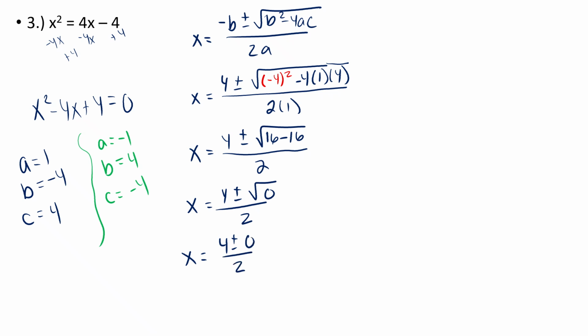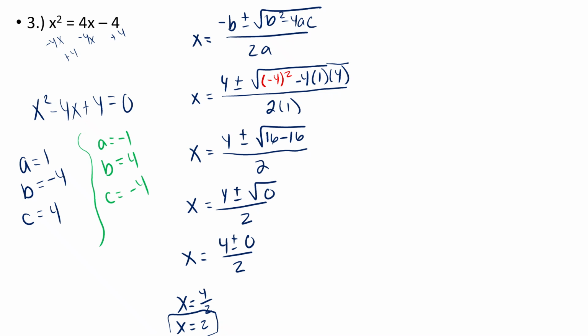Okay, now this is where things kind of get a little bit interesting. At this point, 4 plus 0 is 4, and 4 minus 0 is also 4. And so essentially what you've got there is 4 over 2, which is just 2. And you're thinking, ooh, wait a minute, that's one answer? That would be a great one to go and graph. Just going to throw that out there. Maybe go and graph it and see what that graph looks like.